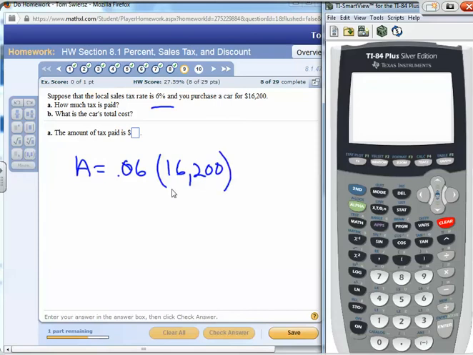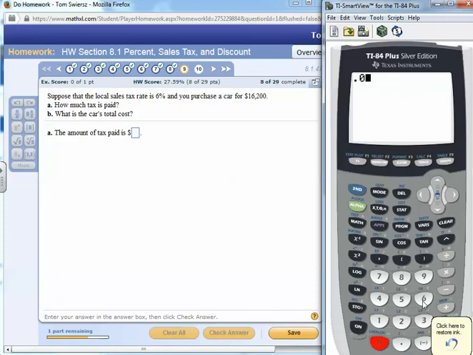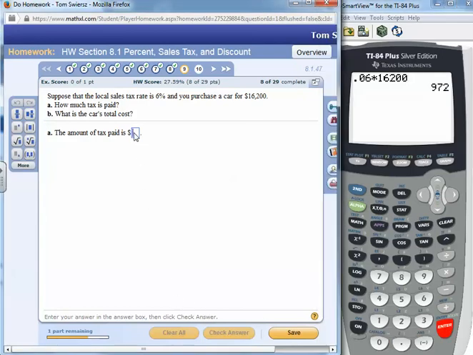So obviously we can do that on our calculator. So we get 0.06 times the total, 16,200. We get $972. So the amount of taxes, $972. What's the total cost?